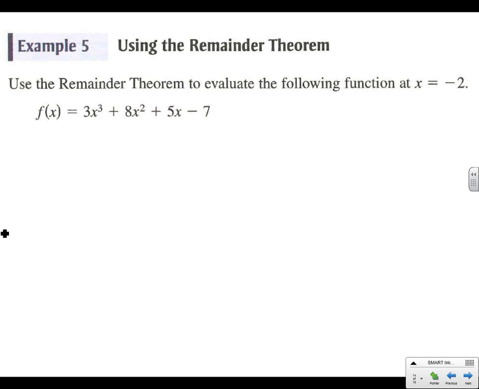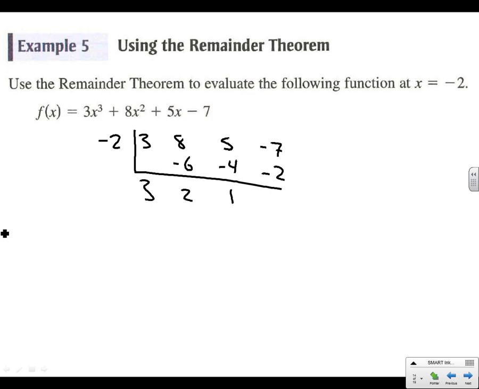If we do synthetic division, 3, 8, 5, negative 7. 3 drops, we get negative 6. We get 2, we get negative 4, we get 1, we get negative 2, and add straight down, we're going to get negative 9 on this one. Okay? If we do that all the way through, negative 9 is our remainder.